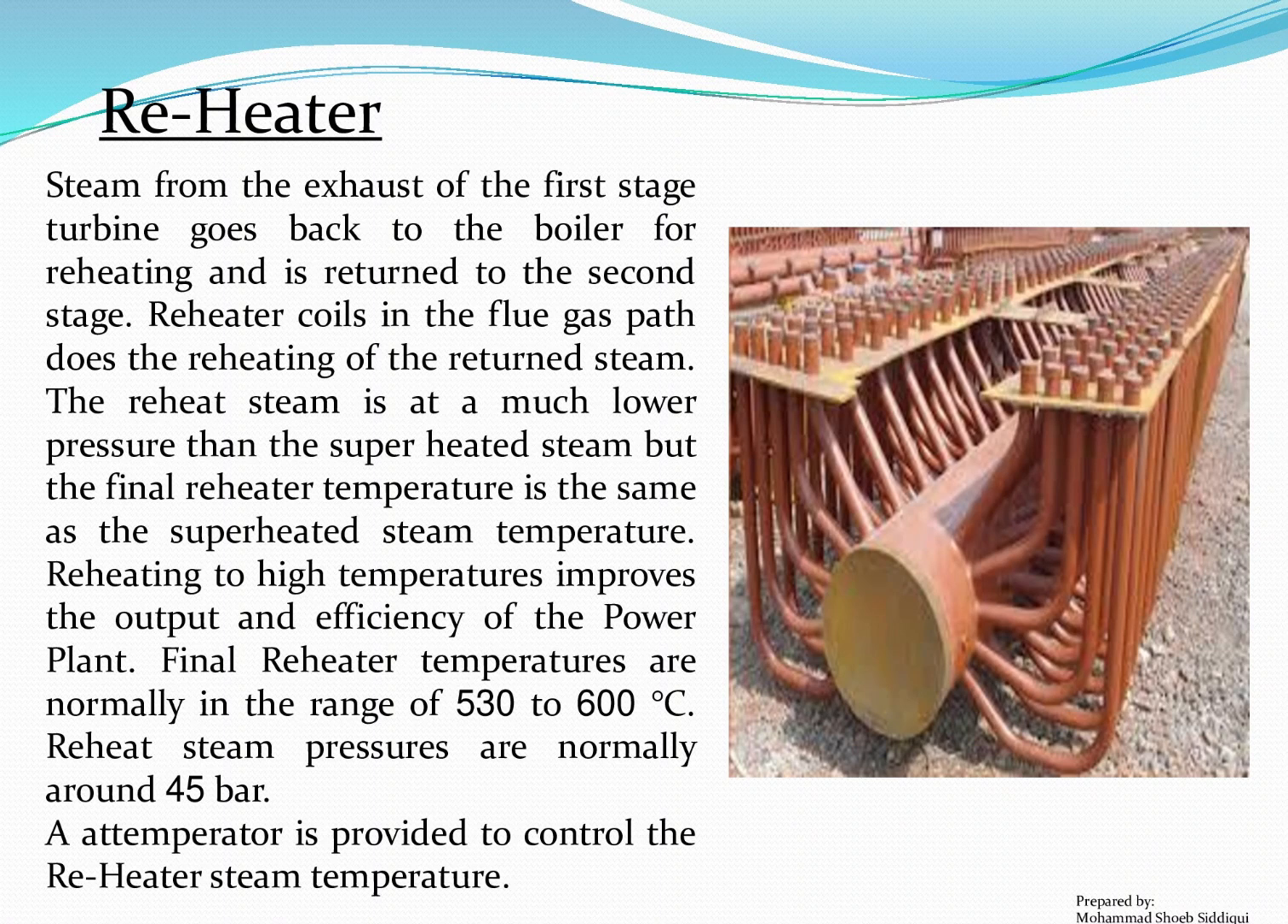Reheating to high temperatures improves the output and efficiency of the power plant. Final reheater temperatures are normally in the range of 530 to 600 degrees Celsius. Reheat steam pressures are normally around 45 bars. A temperator is provided to control the reheater steam temperature.